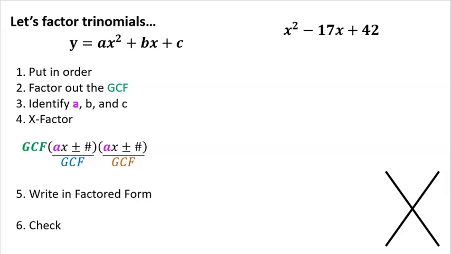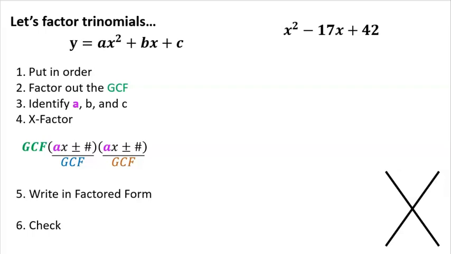So step number 1 is put it in order. Make sure that it's in standard form. Whenever you take your EOC, they may mix up the terms, so just make sure that they're in order first. That way you can correctly identify A, B, and C later.